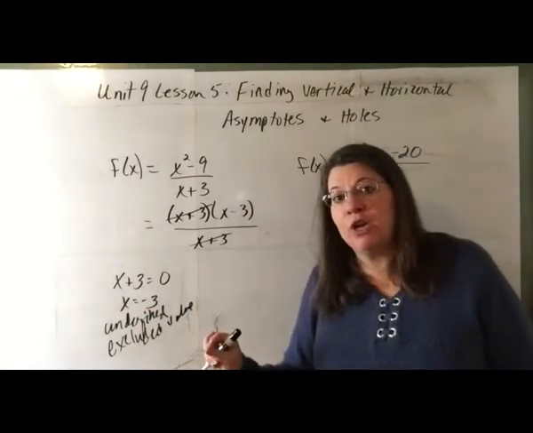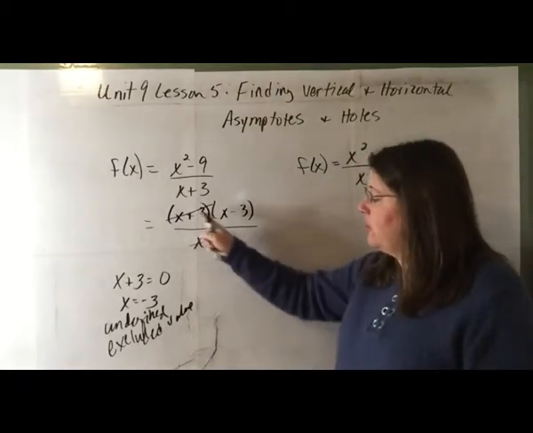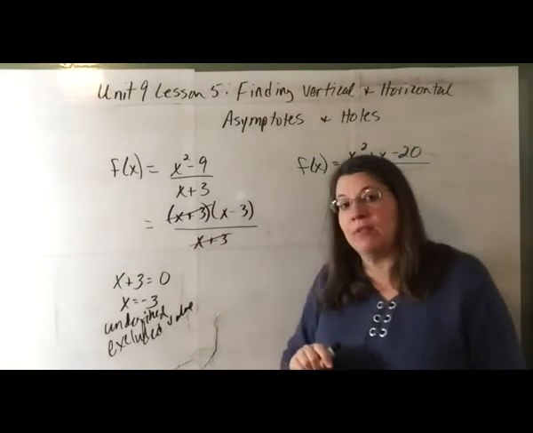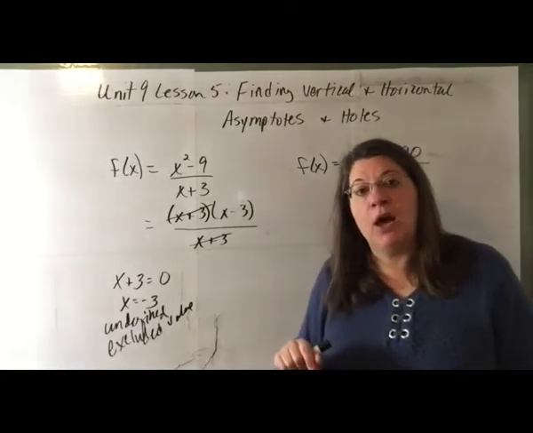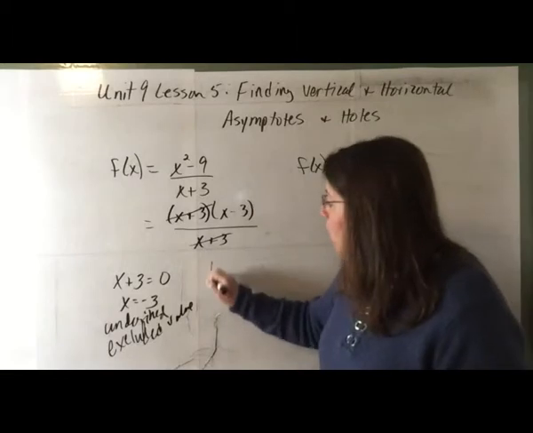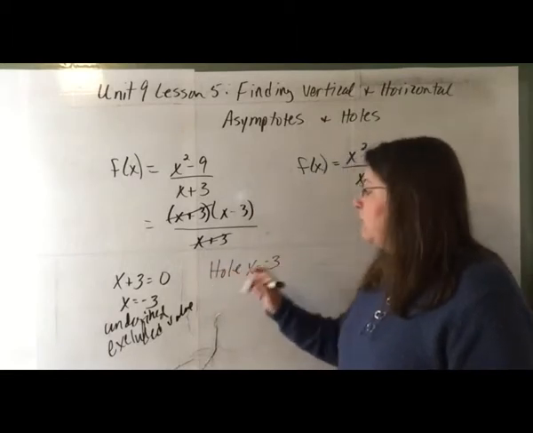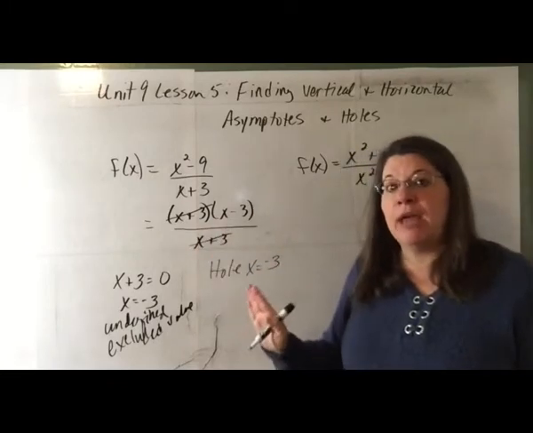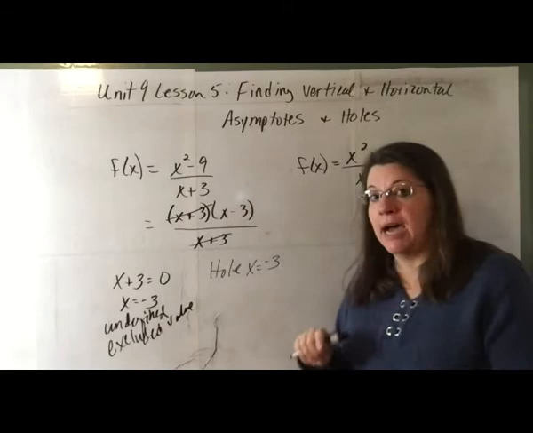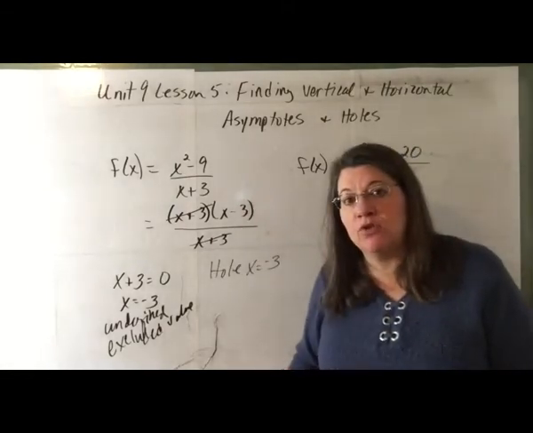It makes the function undefined, but since the factor associated with x equals negative 3 canceled out, this is not going to be an asymptote, it's going to be a hole. So we have a hole in this graph at x equals negative 3 because the factor associated with it canceled out with a factor on the top. Okay, now we'll come back to this one for horizontal asymptotes in just a few minutes.